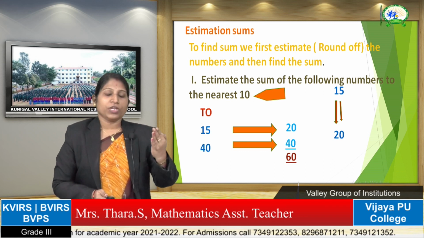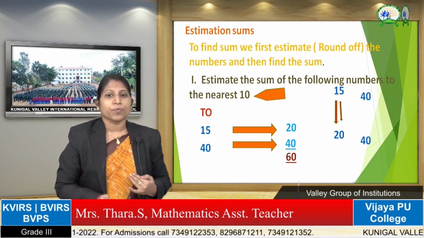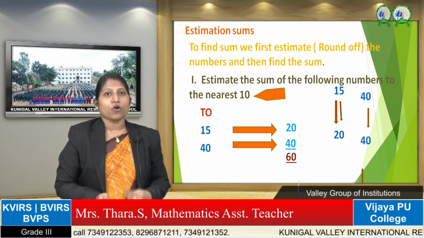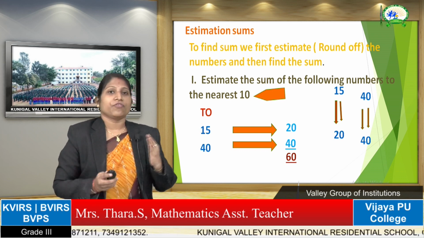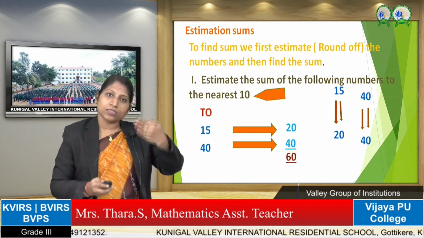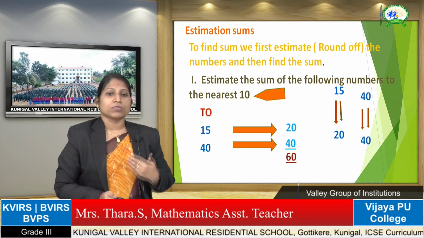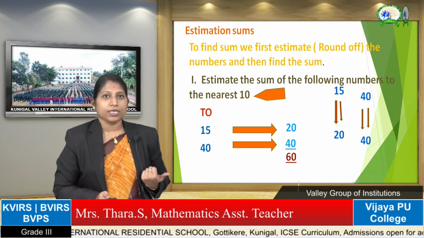So 15 becomes 20, and 40 becomes 40. How is it possible? 0 becomes 0 and 4 becomes 4 only, because 0 is less than 5. If it is less than 5, you bring down the number as it is. So 40 becomes 40, 15 becomes 20. 20 plus 40, 60. It's very easy.